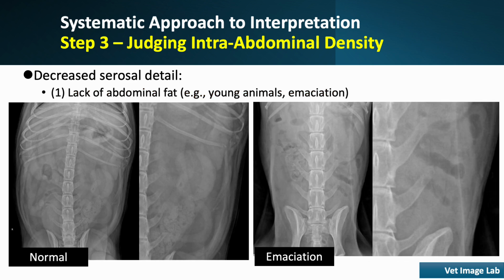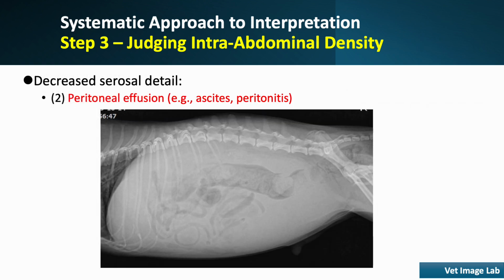In these images, we can see the difference of serosal detail in the abdomen between a normal cat and the emaciated dog. In the emaciated dog, we can't see the serosal margin of the intestines. Next, the second reason for decreased serosal detail is peritoneal effusion. The presence of fluid in the peritoneal cavity, such as ascites, hemorrhage, or peritonitis, can also obscure serosal detail.